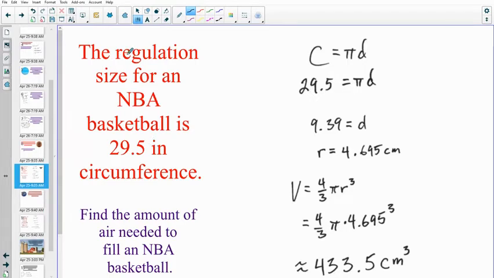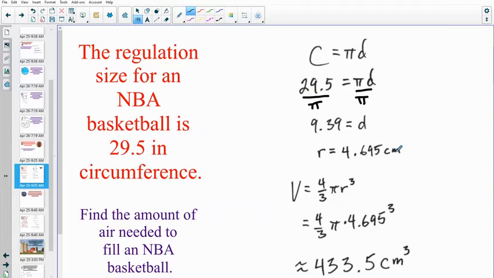And so if I know what the circumference is, I'll go to my circumference formula. Circumference is 29.5, so I plug that in for the circumference. And then to solve for the unknown, I don't go straight to the volume, but I'll be able to get there with the radius. So I use this equation to solve for the diameter, just divide both sides by pi. When I did that on a calculator, I got the diameter was about 9.39 inches.